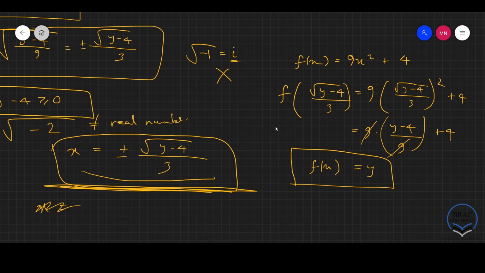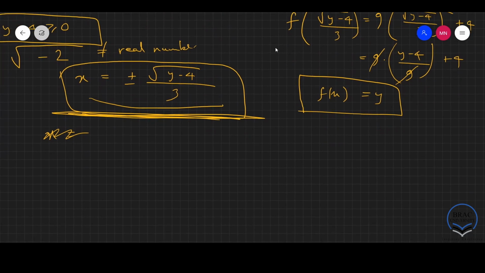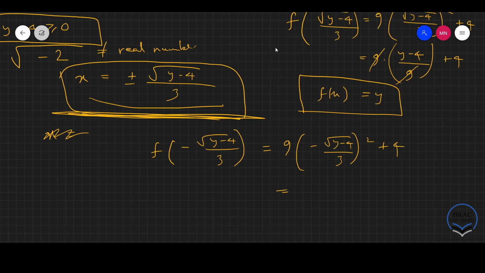Now, if we do the same thing for the negative sign, for our expression of x, we have f of minus square root of y minus 4 over 3. This gives us, and you can see that since we're squaring this whole term, the negative sign goes away, right? So we end up with y again. Y is still equal to f of x, right?